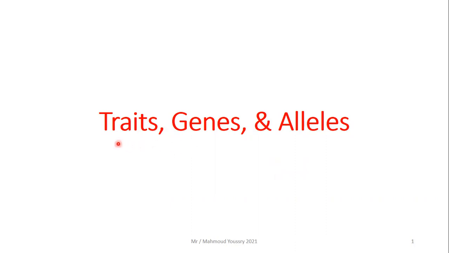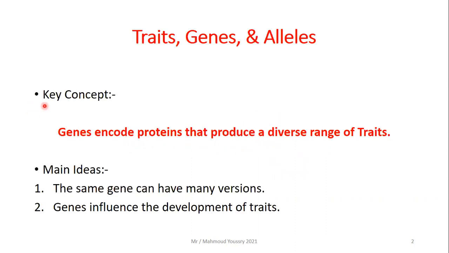Today we will talk about traits, genes, and alleles. The key concept for this lesson is genes encode proteins. Genes have the codes for proteins that produce a diverse range of traits and the characteristics of the organism. The main ideas: number one, the same gene can have many versions. And the second one, genes influence the development of traits.